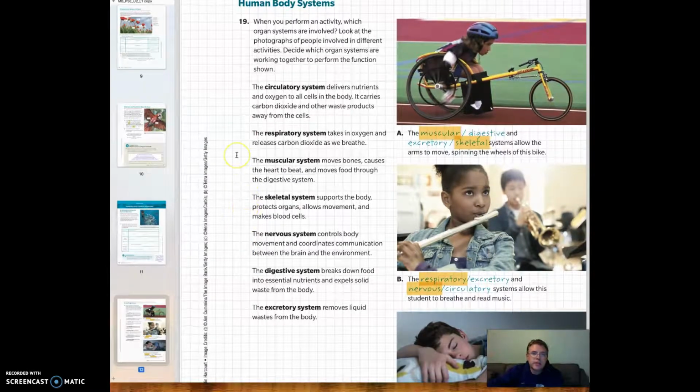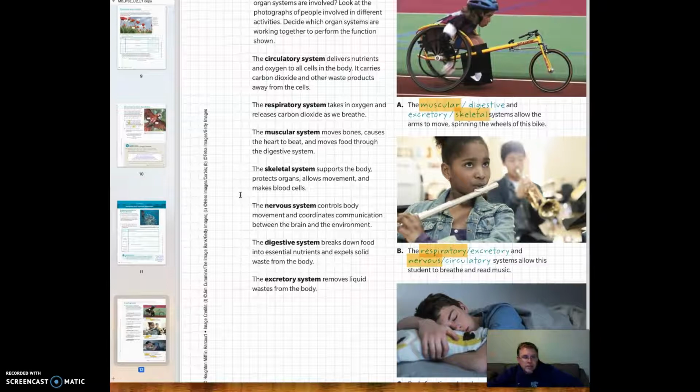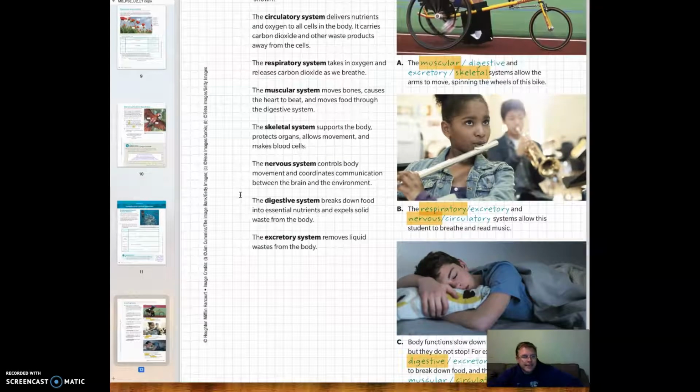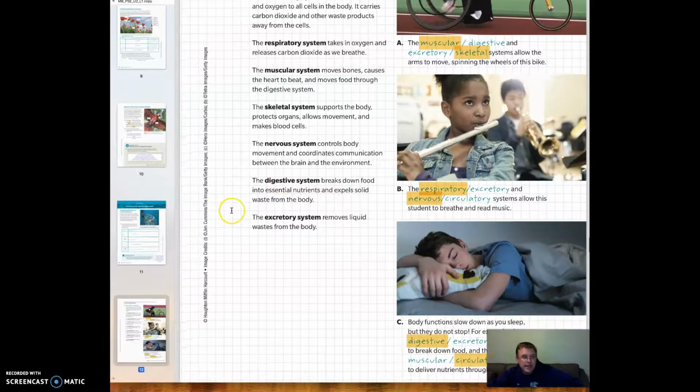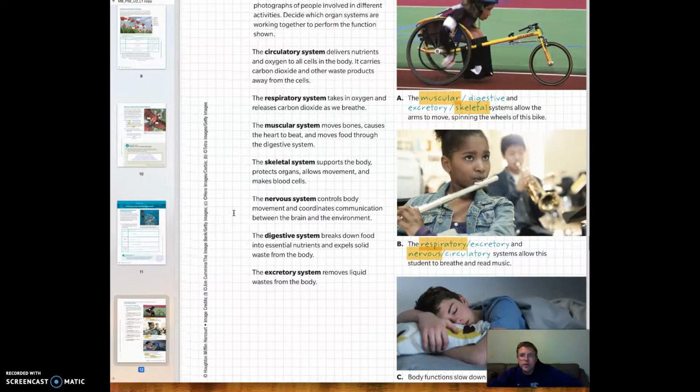It says circulatory system delivers nutrients and oxygen to all cells in the body. Respiratory system takes in oxygen, releases carbon dioxide. Muscular system moves the bones, causes the heart to beat, moves the food through the digestive system. Skeletal system supports the body. Nervous system controls body movement, lets you think about things as well. Digestive system breaks down food into essential nutrients, expels solid waste from the body as well. And then the excretory system removes liquid waste.